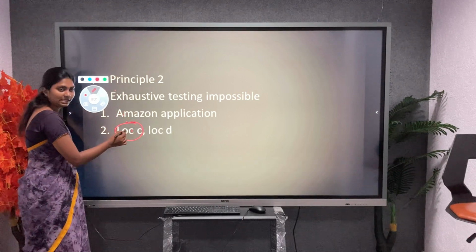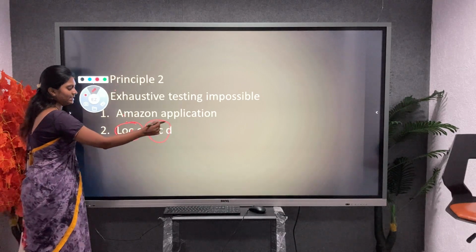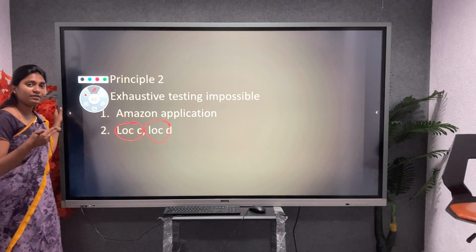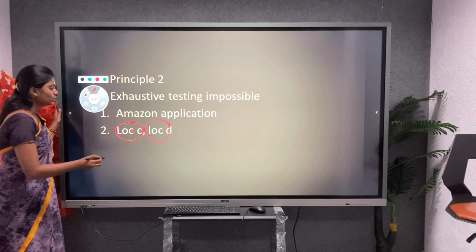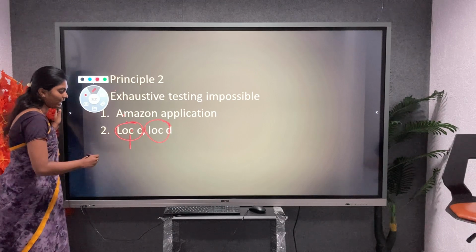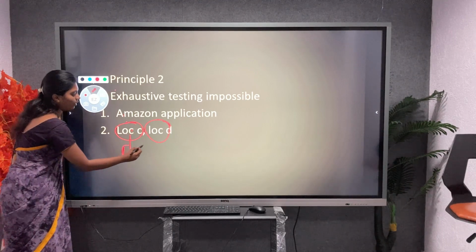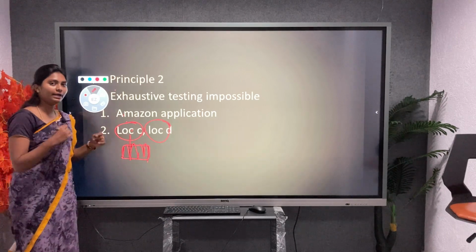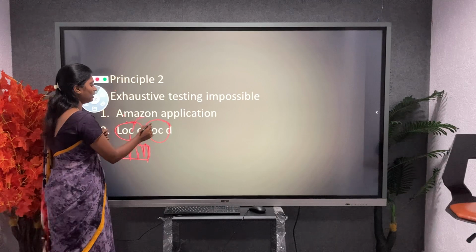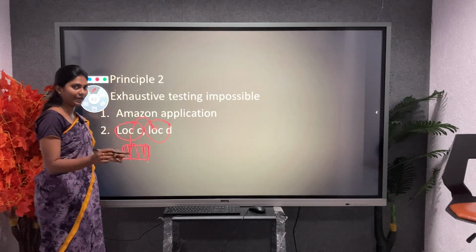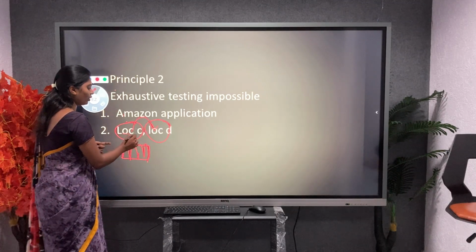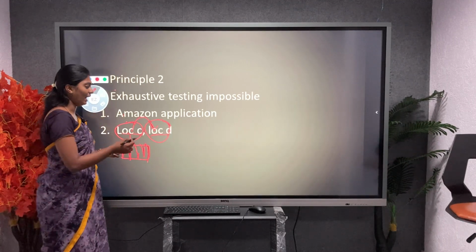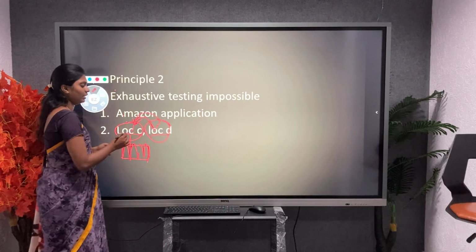Suppose local C disk and local D disk are the two disks on which we easily store data. The local disks have a huge amount of data. Now I want to transfer the data from local C to local D. How can I transfer? I will send the permission request.